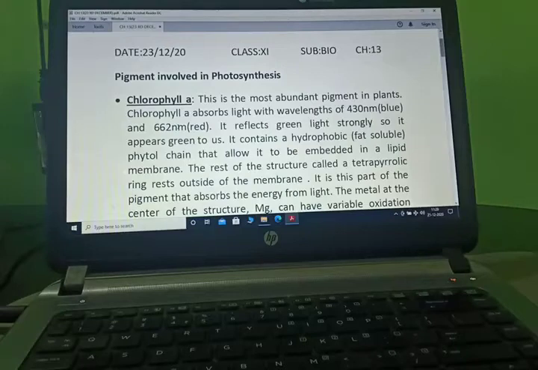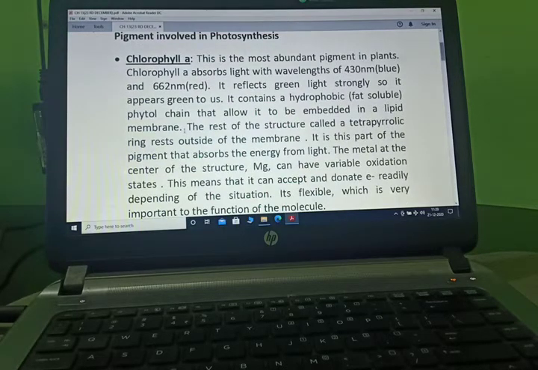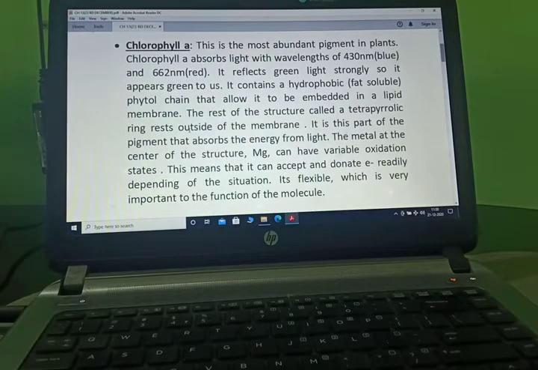Hi students, today we are starting our next topic, that is pigments involved in photosynthesis, and number one pigment is chlorophyll A. This is the most abundant pigment in plants. Chlorophyll A absorbs light of wavelength 430 nanometer, that is blue, and 662 nanometer, red. It reflects green light strongly, so it appears green to us.